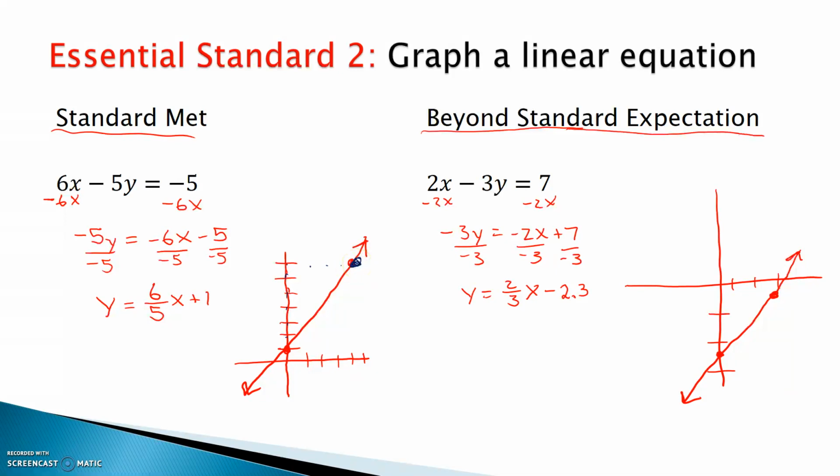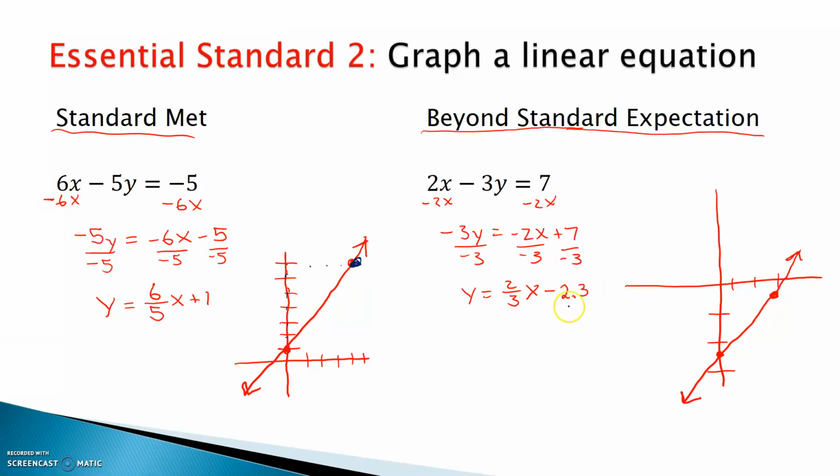All right, now for the beyond standard expectation. So again, you start off, same deal. Notice minus 2x, right? But then when you go to divide by that negative 3, well, negative 2 divided by negative 3, that should be positive 2/3. Now here, that's the reason why it's beyond, is just you get a decimal, right? It's kind of funky. 7 divided by negative 3 is going to give you negative 2.33333, and so on.